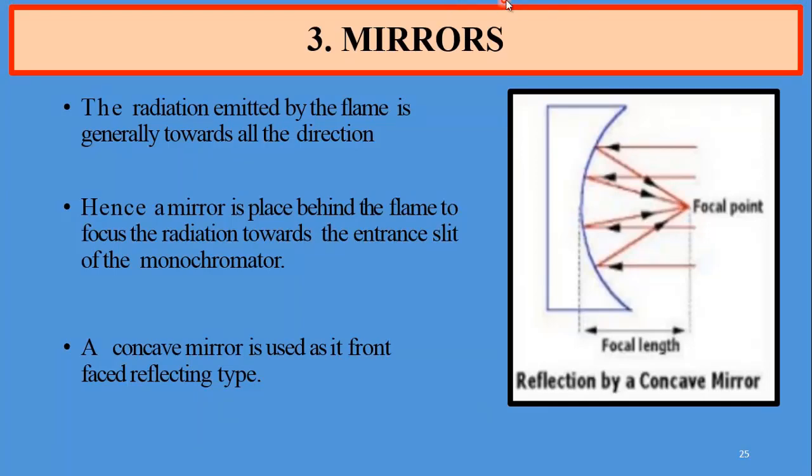Next one is the mirror. The mirror is actually used for the radiation to fall on the entrance slit. Different concave mirrors are used for this purpose.